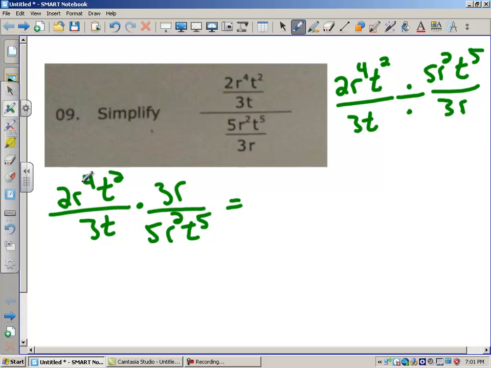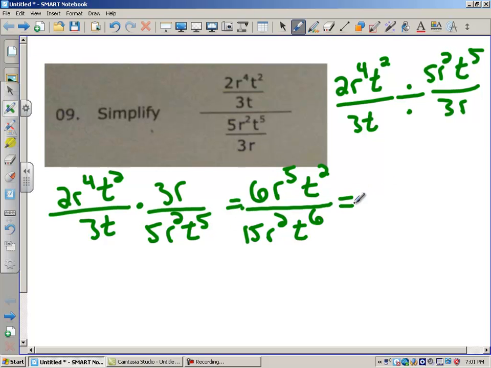So in the numerator, we're going to have 6 r to the 5th, because r to the 4th times r is r to the 5th, t squared. And in the denominator, we're going to have 15 r squared t to the 6th. Okay, let's see. 6 over 15 can be reduced. You can divide both of those by 3. So that's a 2 on the top and a 5 on the bottom.